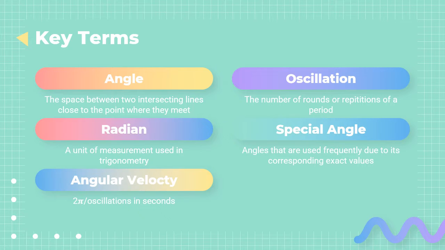And a special angle, which are angles that are used frequently due to their corresponding exact values in both degrees and radians. And last but not least, angular velocity, whose formula is 2 pi over the oscillations in seconds, or period in seconds.